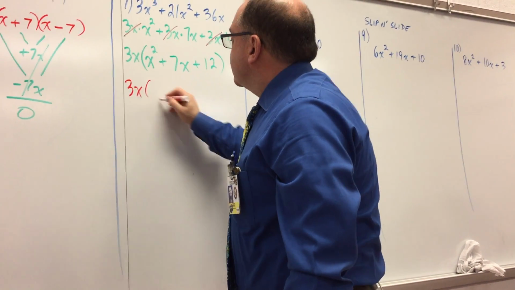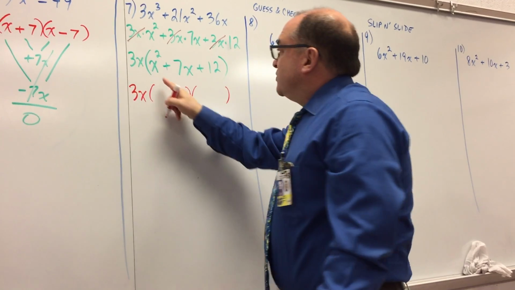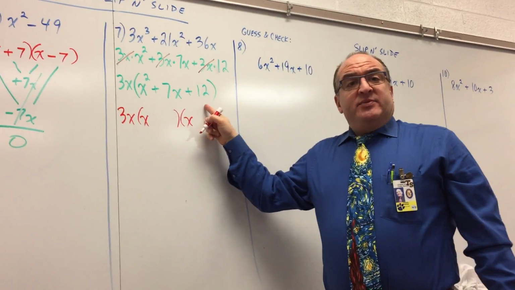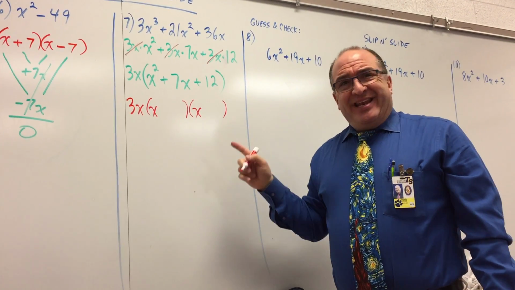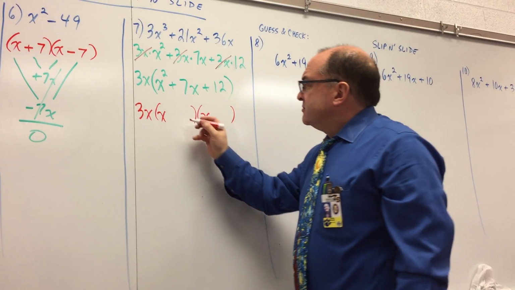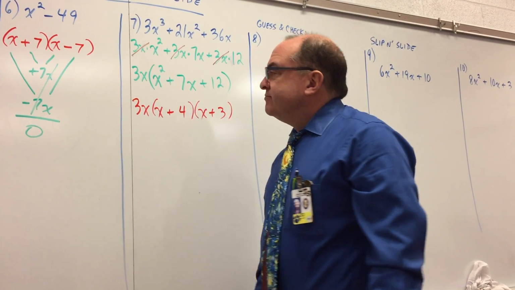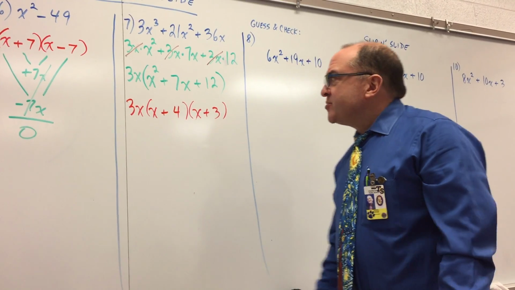Bring down the 3x. Two sets of parentheses. What times what makes x squared? X times x. What times what makes 12 that added together makes 7? 4 and 3. Plus 4, plus 3. And there you go.